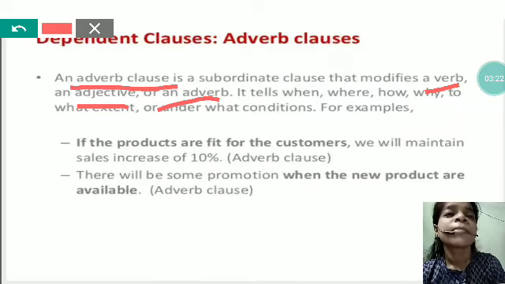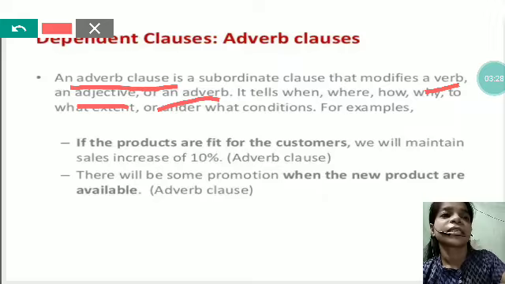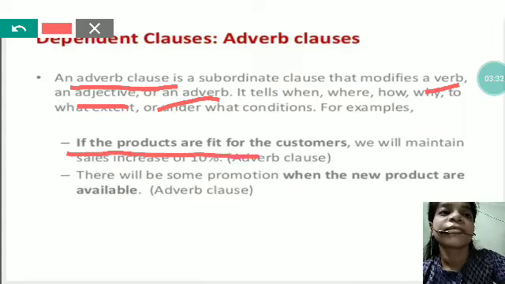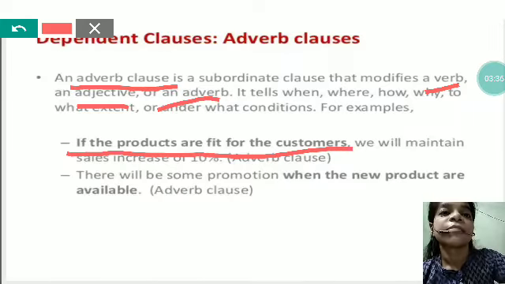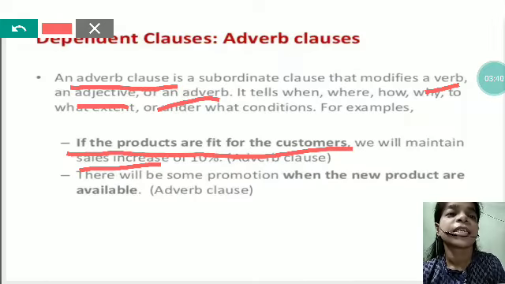For example, if the products are fit for the customers, we will maintain a sales increase of 10%. Now here the subordinate clause, if the products are fit for the customers, is describing the maintenance of the sales increase. So that is why it is an adverb clause.